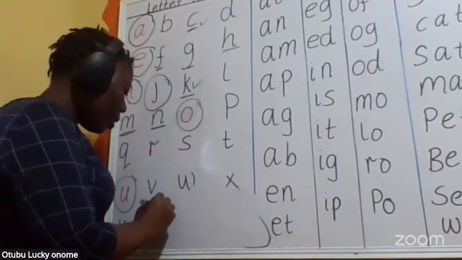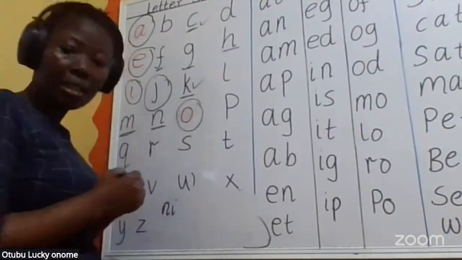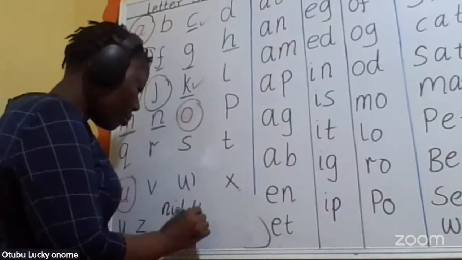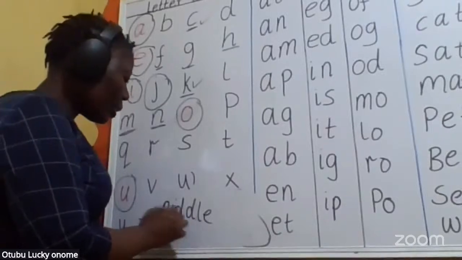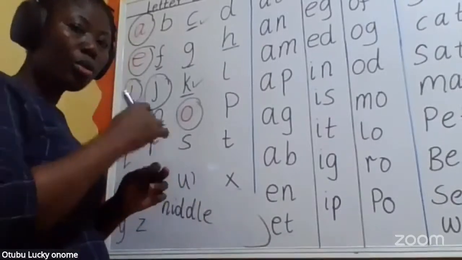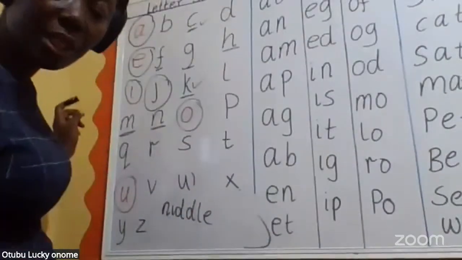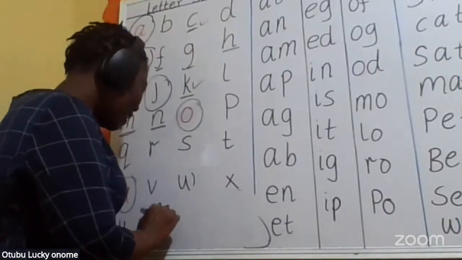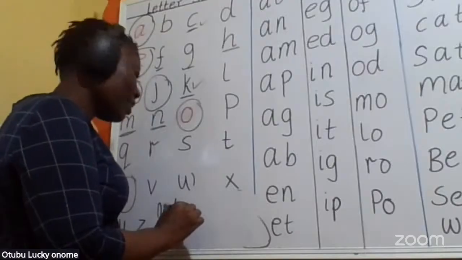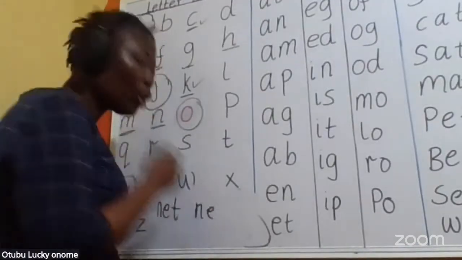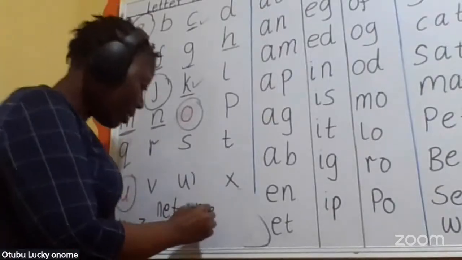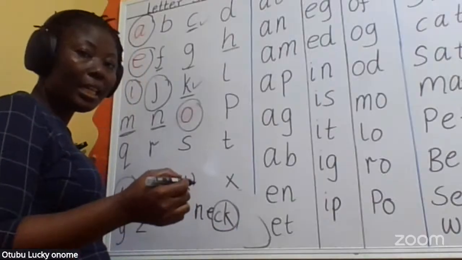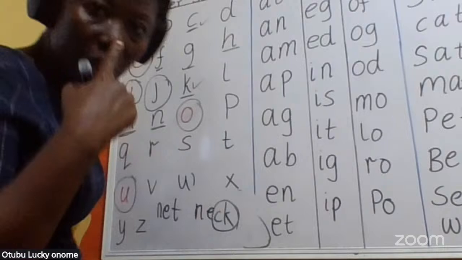We have it in words like needle, the needle you use. Ladies know what a needle is. Then we have net, and neck. Show me your neck. As in nose.